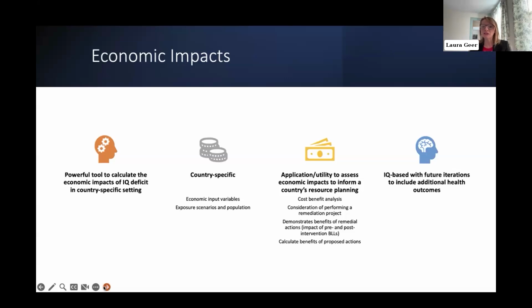And so some of the applications or utilizations of this data would be to perform cost benefit analyses, consider performing remedial projects, demonstrating benefits of a remediation in terms of pre and post intervention BLLs that could be put into the tool to look at the economic impacts and to calculate benefits of any proposed actions. And currently, the tool gives this IQ-based impact, but future iterations are queued up to potentially incorporate other health outcomes, including cardiovascular impacts.